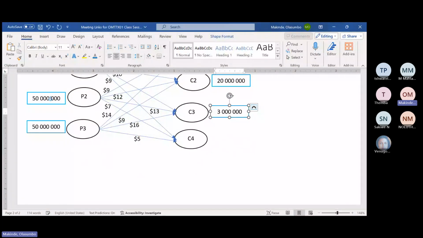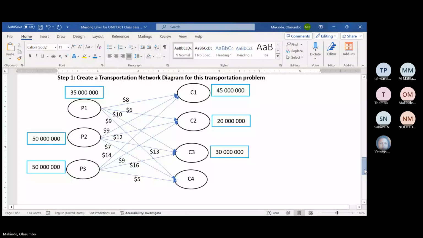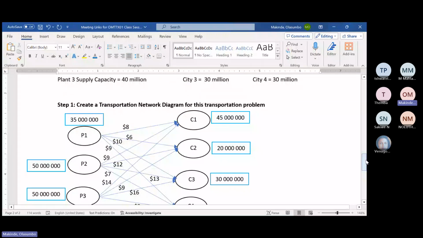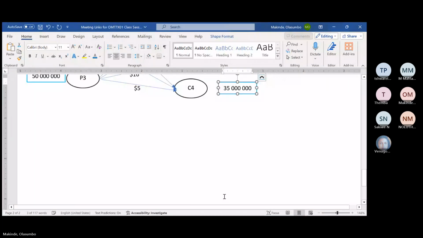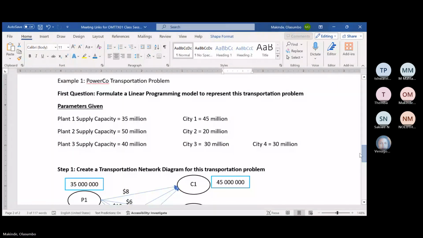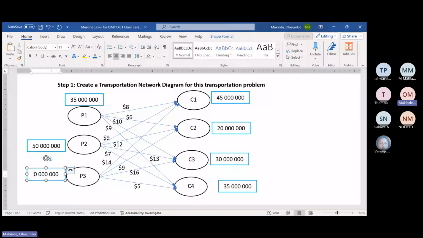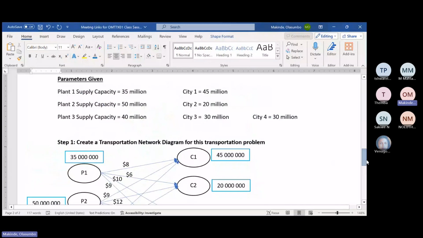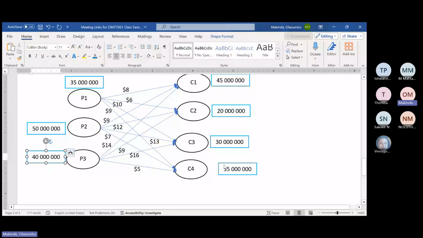So CT3 is 30 million. So this will be 30 million. And CT4 is 30 million. Let's hope I'm not copying the wrong thing. 35 million, 50 million. This one is 40 million. Sorry, I forgot to. Then CT1, 45 million, CT2, 20 million, CT3, 30 million. Then CT4, 30 million also.